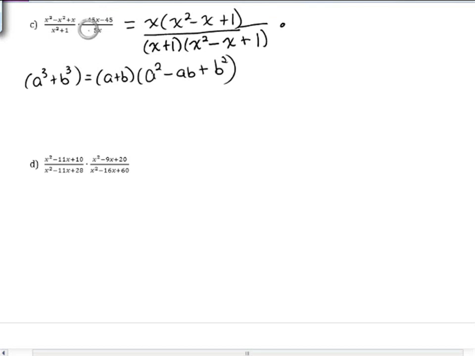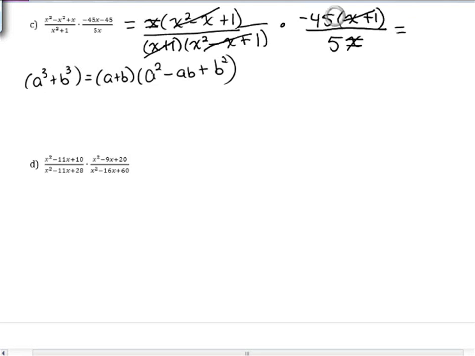Factoring the next fraction, we can factor a negative 45 out of the numerator, and that would leave us with negative 45 times the quantity x plus 1. And the denominator there is 5x, and we don't need to factor that. We have the x squared minus x plus 1 in both numerator and denominator. And then we also have an x up top here and an x down below here. And we have x plus 1, both top and bottom, and we can cancel those.